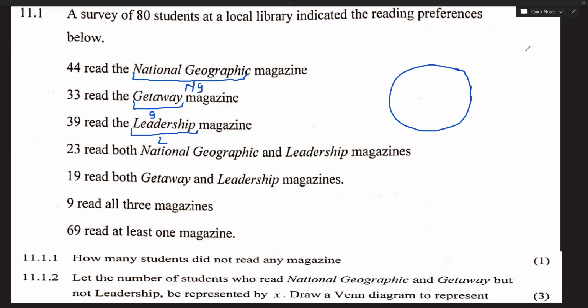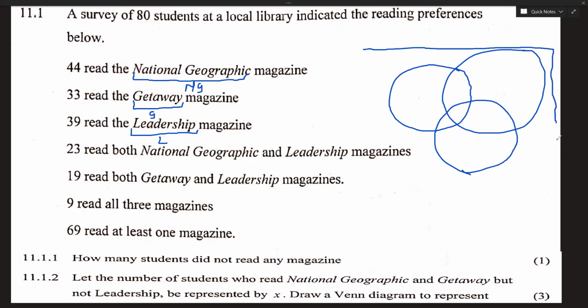Make them as big as you can, and make sure that they are all intersecting. So those are my 3 circles. And then you enclose them inside a rectangle. Then they said 80 there. You always show the total amount of learners there at the top, or amount of items.